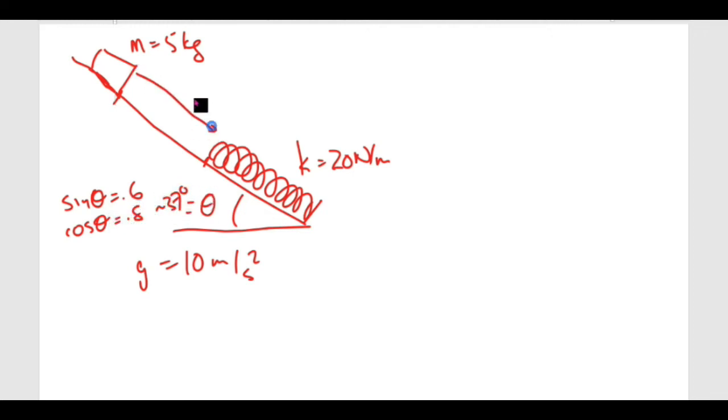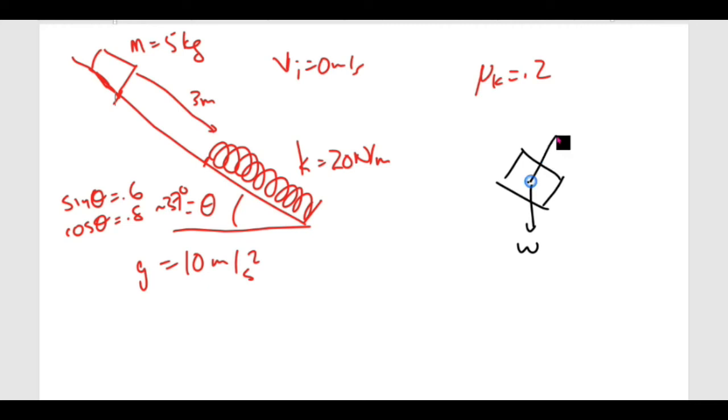It's going to slide 3 meters before it gets to the spring, at which point it's going to start compressing the spring. We're going to make the initial speed 0 meters per second. It's going to start at rest, and we're going to make mu sub k equal to 0.2. We do need to take a look at the forces acting on it. So if we look at the forces, we have weight acting down, normal force acting up to the left. We're going to have friction acting this way. Ultimately, we're going to have a spring force also.